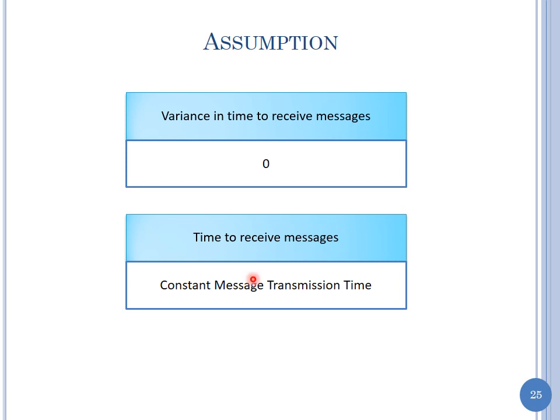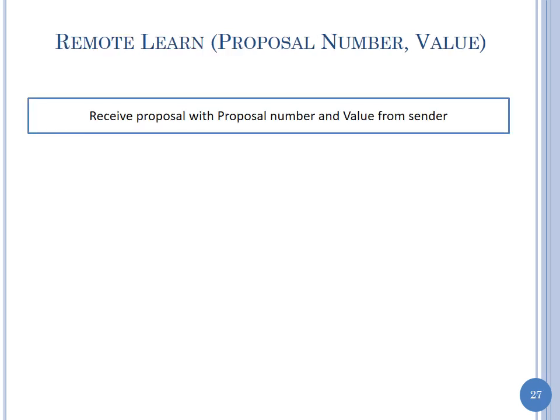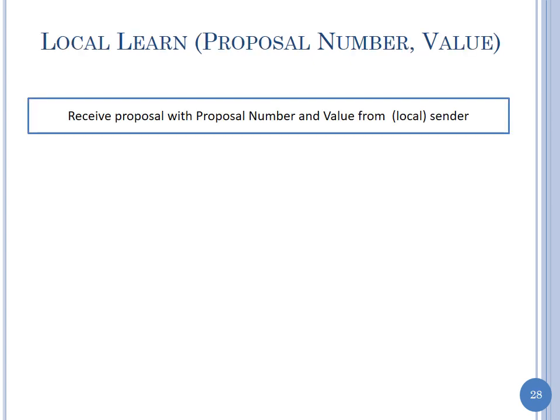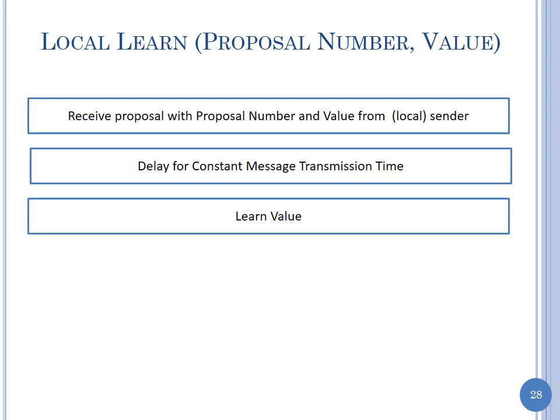So let's assume that the variance in time to receive a message is 0, and there's a constant message transmission time. In this case, the proposer just sends the proposal number and value to all learners, and remote learn just goes and receives the proposal with proposal number and value from the sender and learns the value. It doesn't do any waiting. And the local learn receives the proposal with proposal number and value from the local sender, delays for the constant message transmission time, and learns the value. Okay, this is assuming that the same thread is doing both tasks, sending and learning.